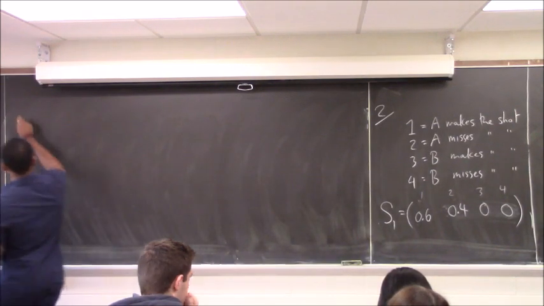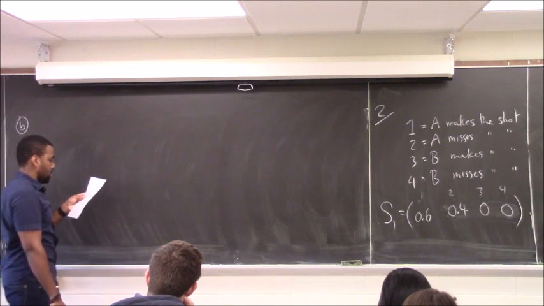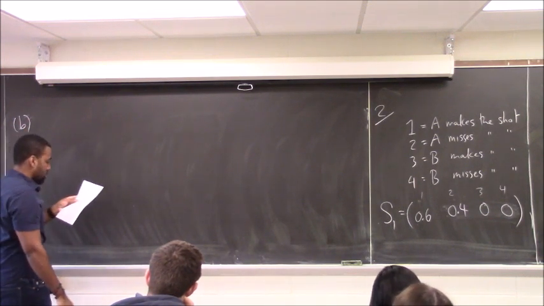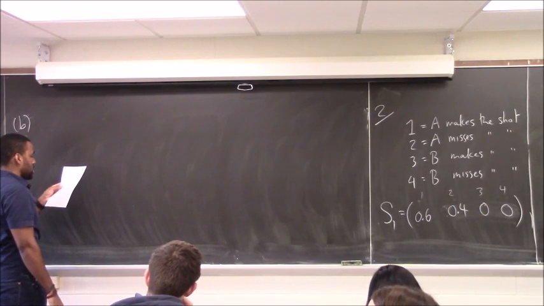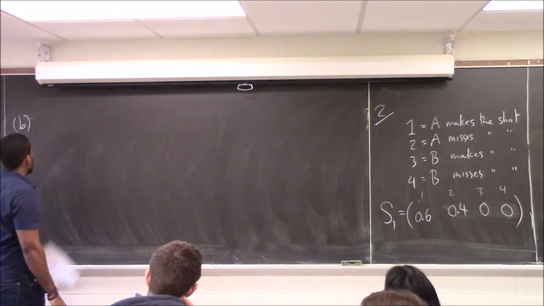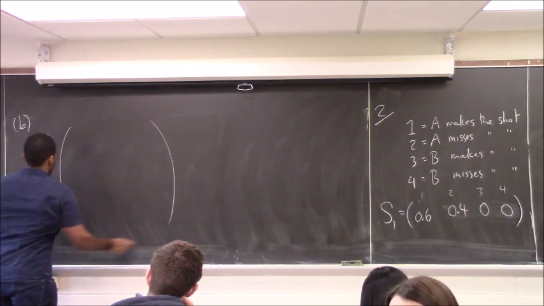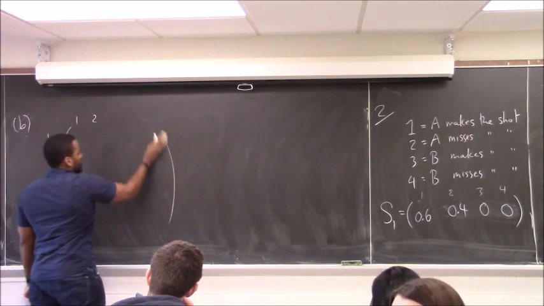If you look at B, why is this? Find the transition probabilities and transition matrix. I kind of just do the matrix because you automatically find the transition probabilities by using the matrix. 1, 2, 3, 4, 1, 2. Let's make this a little wider.